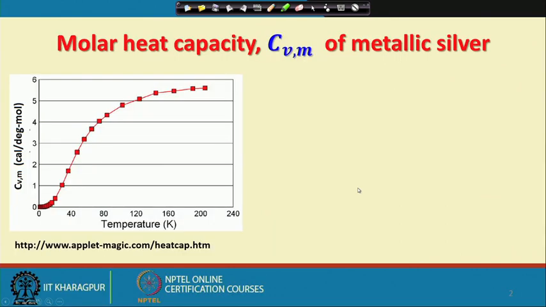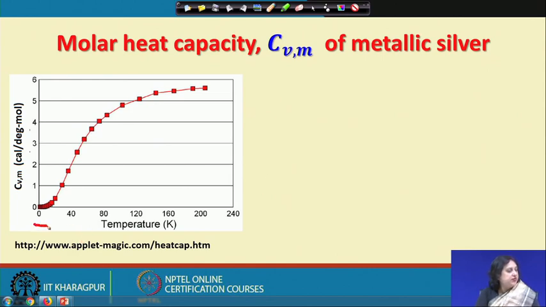Now, if we look at the experimental data on the molar heat capacity of metallic silver, what we find is that this exhibits a non-monotonic increase as temperature is increased from very small values, very close to 0 Kelvin, to higher temperatures like say 300 Kelvin. Initially the values are very close to 0, then there is an increase, and near the top it attains some constant value.